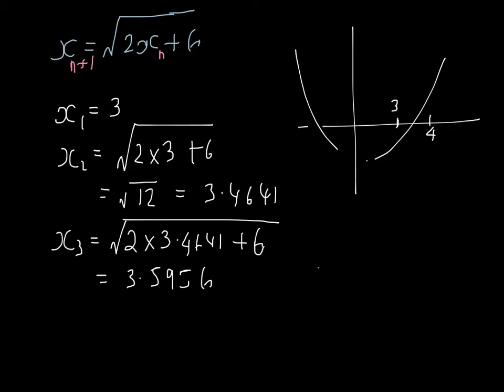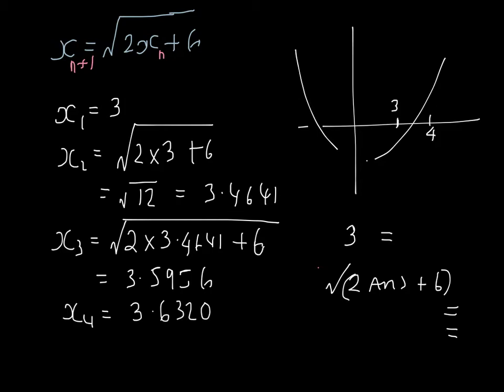Now, obviously, the ANS button on your calculator is very useful at this stage. So if you want to generate this sequence, if you just put 3 equals, and then use the formula square root of 2 ANS plus 6, put brackets around that, and then just keep pressing equals, you'll generate the sequence. So we can do that to find x4, which is 3.6320, and then we can keep pressing equals, and eventually our sequence stabilises at x equals 3.6457 to 4 decimal places.